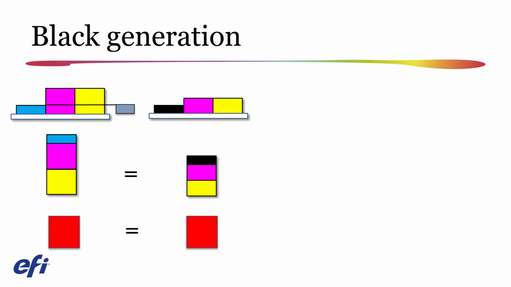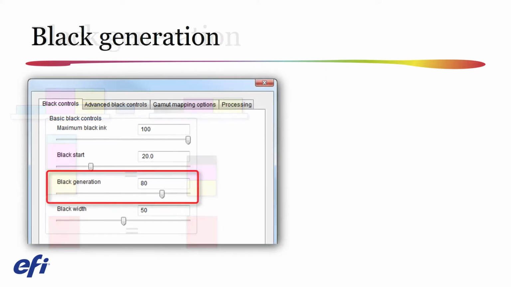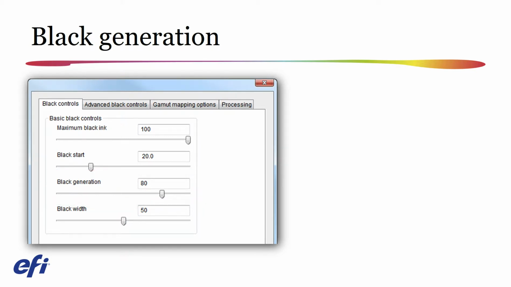The bottom row shows that ideally, the two different ink combinations will provide the same color result when the pixel is printed. Selecting a high level of black generation will replace the neutral component of each pixel at a more aggressive rate, while selecting a lower level will result in a more gradual neutral ink component replacement.